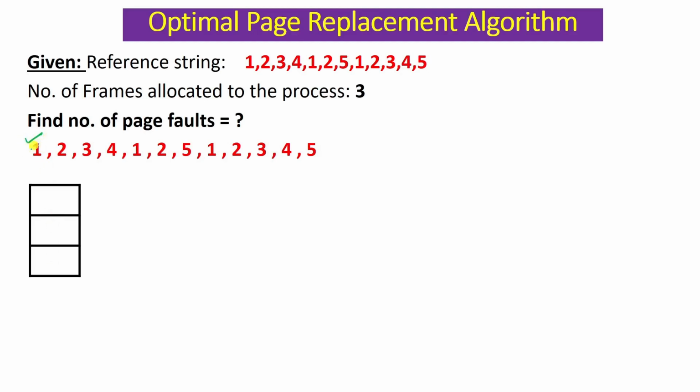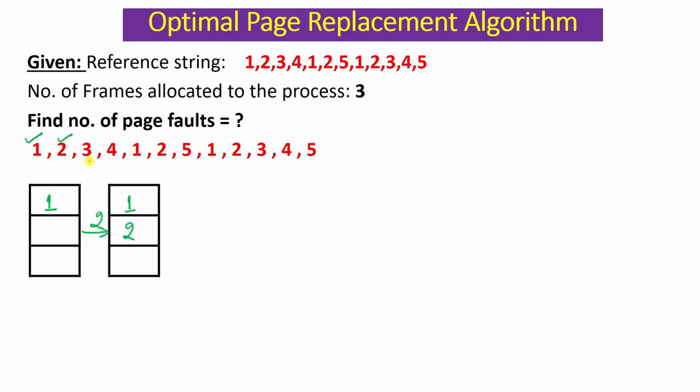Okay, tick means this page generates a page fault. So 1 is placed here, right? Now the next page is 2. So 2 is again not here, right? So 2 will again generate a page fault. So 1 is here, 2 I will write here. So 2 generates a page fault.